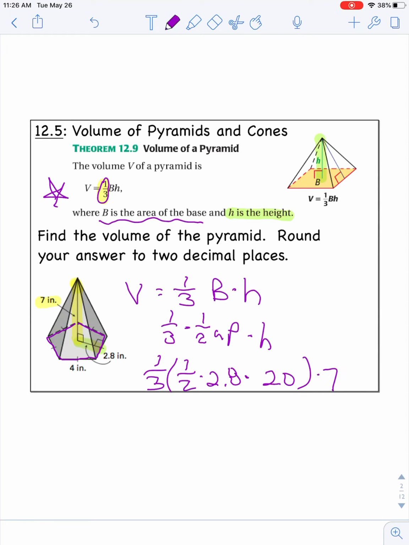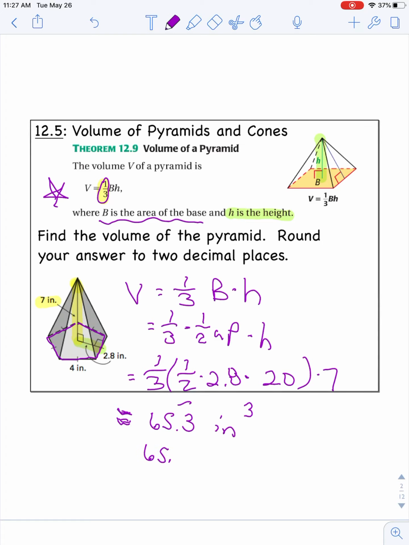Again, take your calculator out, work through these, and make sure you know how to do these entries on your calculator so you're getting the correct answers. You can pause the video and see if you can get it, but you should get 65.3 repeating inches cubed. Volume is always in cubic inches. We talked about that yesterday as well.